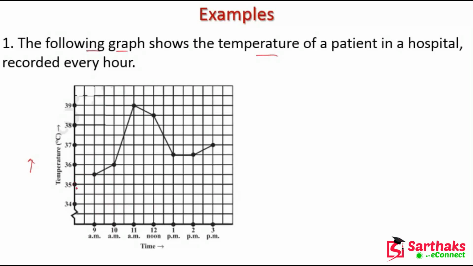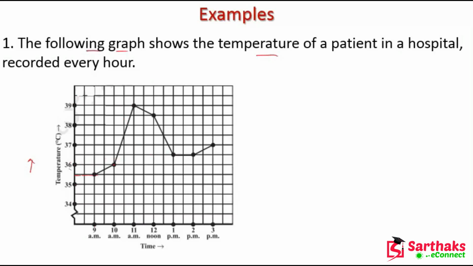So here you can see that at 9 a.m. the temperature recorded is, here is 35 and here is 36, and it is a midpoint, so it is 35.5. At 10 a.m. the temperature recorded is 36 degrees centigrade. At 11 a.m. the temperature recorded is 39, and so on.